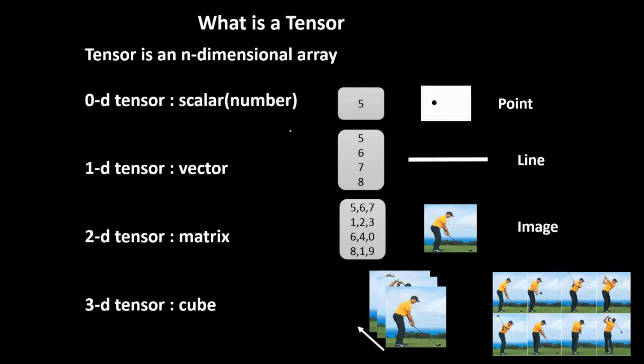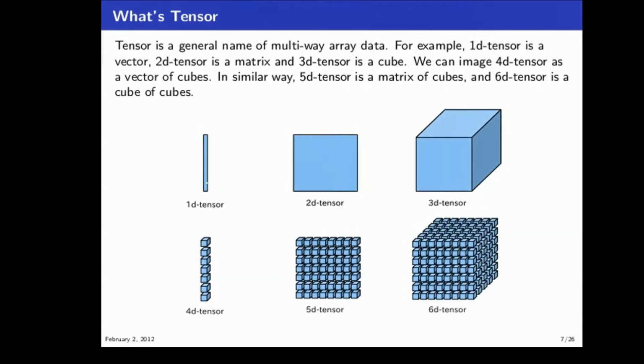Okay, so a tensor is any data. For example, a tensor is an n-dimensional array, and a zero-dimensional tensor will be a normal scalar number like 5, or if you visualize it, it's a point. A 1D tensor will be a vector of numbers like this, and it will be a line. A 2D tensor will be a matrix like this, or you can say it's an image. A 3D tensor will be a cube, or in the case of video, the different frames when stacked in the third depth dimension give us this 3D tensor as a cube. So the length, breadth, and the height. Okay, so this is what it is: a 1D tensor, a 2D tensor is a matrix, a 3D tensor is a cube, and then again a 4D tensor will be a vector of cubes, a 5D tensor will be a matrix of cubes, and a 6D tensor will be a cube of cubes.